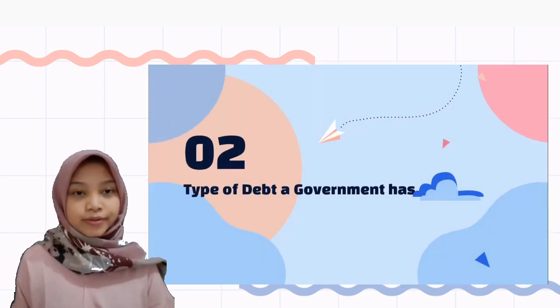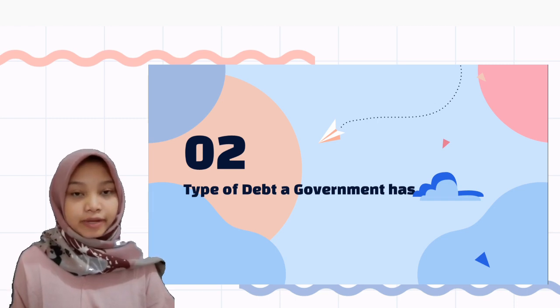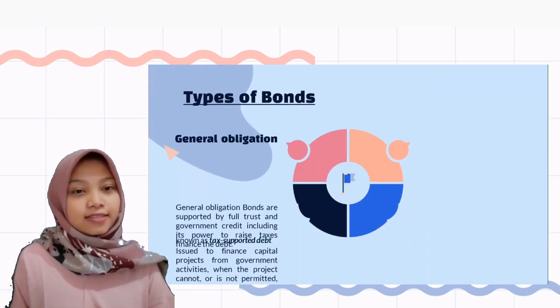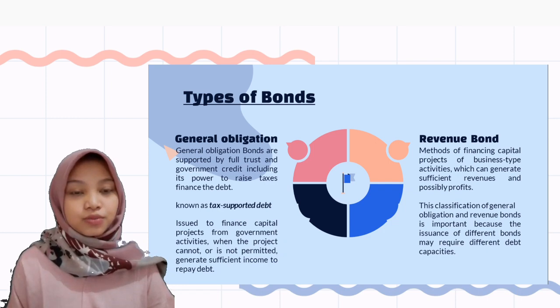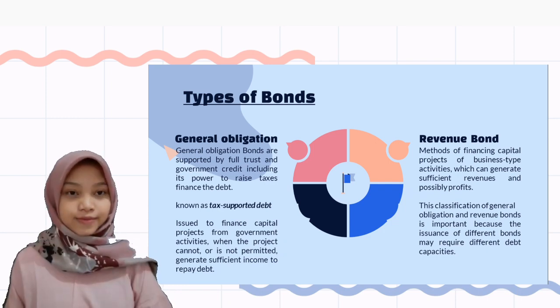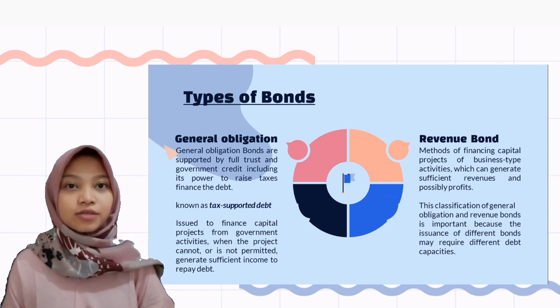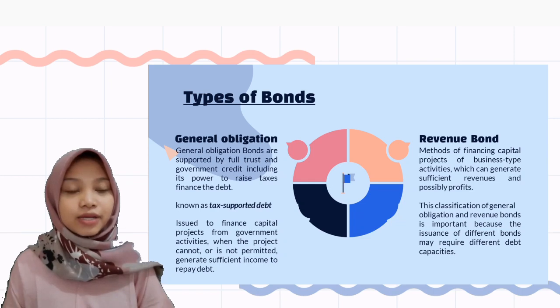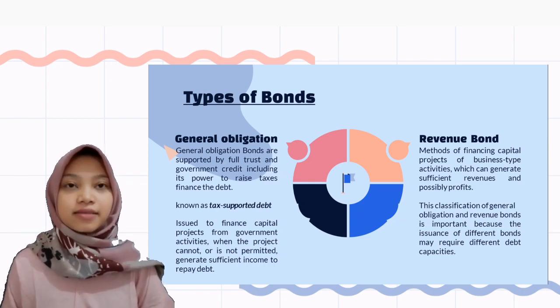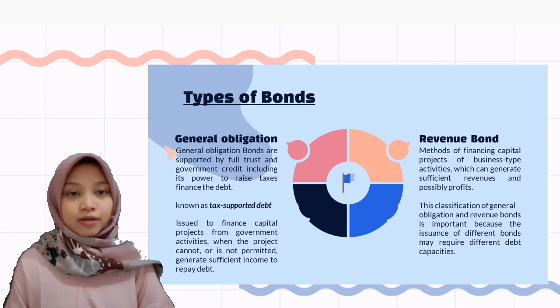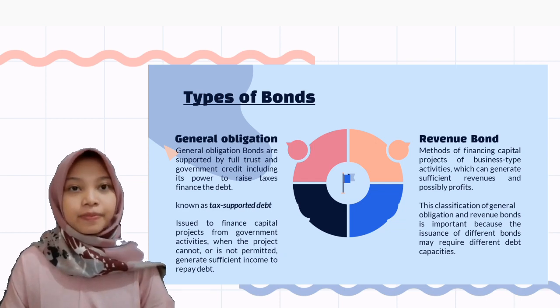Now we're talking about the types of debt government has. Local and state governments issue bonds to pay their debt. First, general obligation bonds. General obligation bonds are supported by the full faith and credit of the government, including its power to raise taxes to finance the debt, and are known as tax-supported debt.